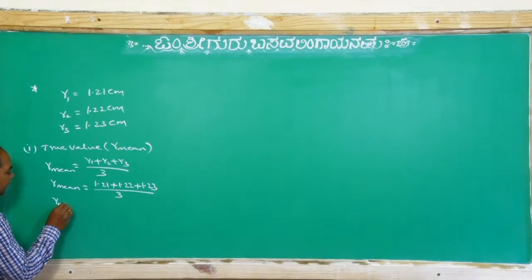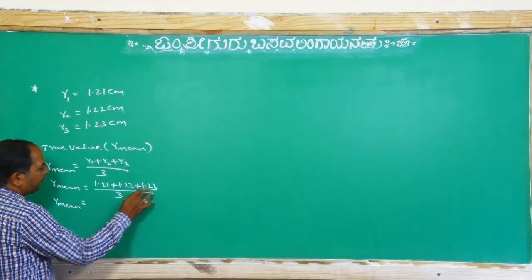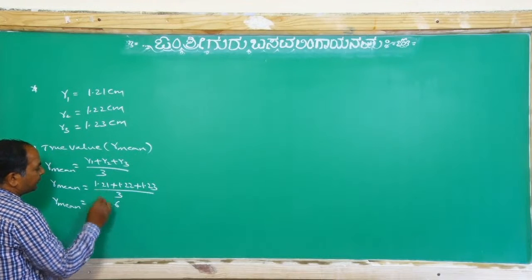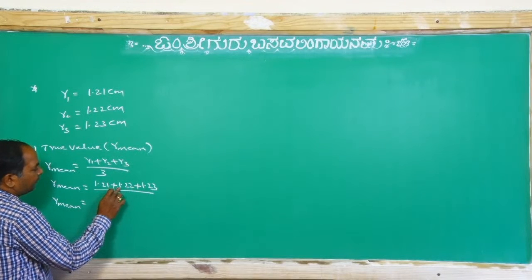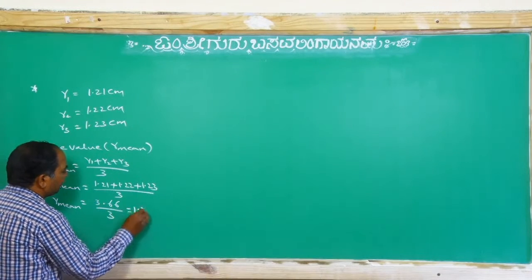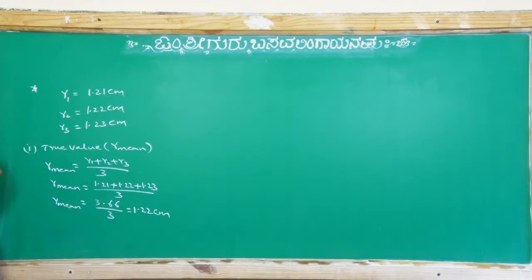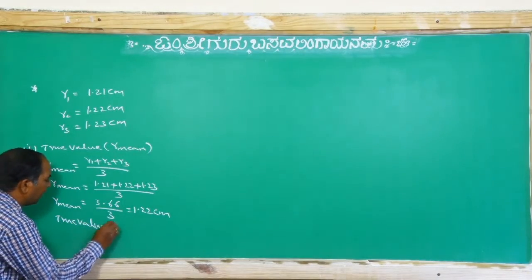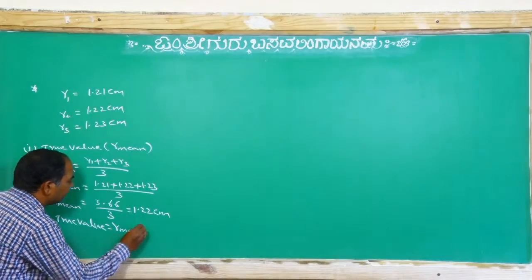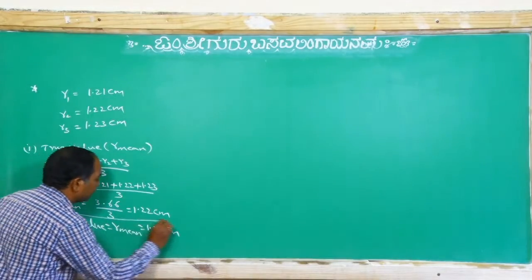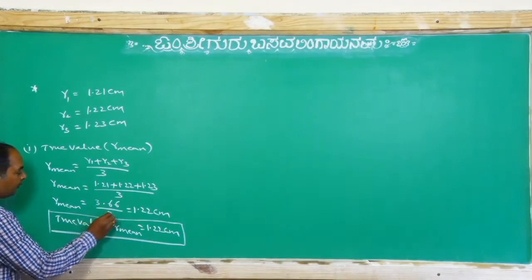So, R mean is equal to how much? 3 plus 2, 5, 5 plus 1, 6. Here 2 plus 2, 4, 4 plus 2, 6, 1 plus 1, 2, 2 plus 1, 3, so 3.66 by 3, that is 1.22 centimeter. That is R mean. So its true value is equal to R mean is equal to 1.22 centimeter. This is its corresponding true value.